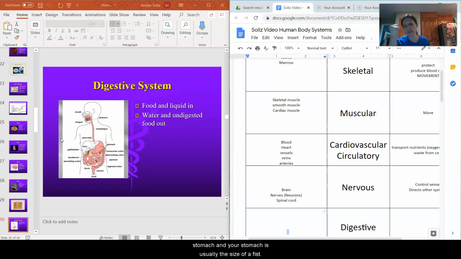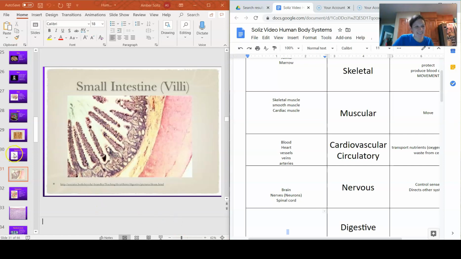And your stomach is usually the size of a fist. Then you have your small intestines, which are long, but they're called small because they're more narrow in size. Your large intestines are a little bit thicker in size, but shorter, okay? So your small intestines actually absorb the nutrients, and then your large intestines are just there for storage until you go to the bathroom and get rid of the waste that we just pulled all the nutrients out of. So yes, very, very yummy.